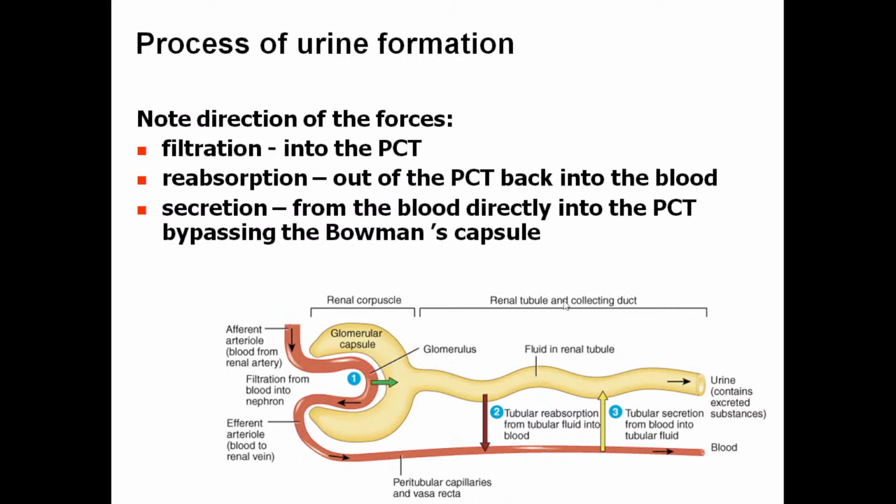So, a small summary on 3 major processes of urine formation. Please note the direction of forces. Filtration is when substances are filtered from the blood into the Bowman's capsule. Reabsorption is when substances are removed from the tubular system back into the blood. And secretion is when substances from the blood directly move into the tubular system, bypassing the Bowman's capsule.